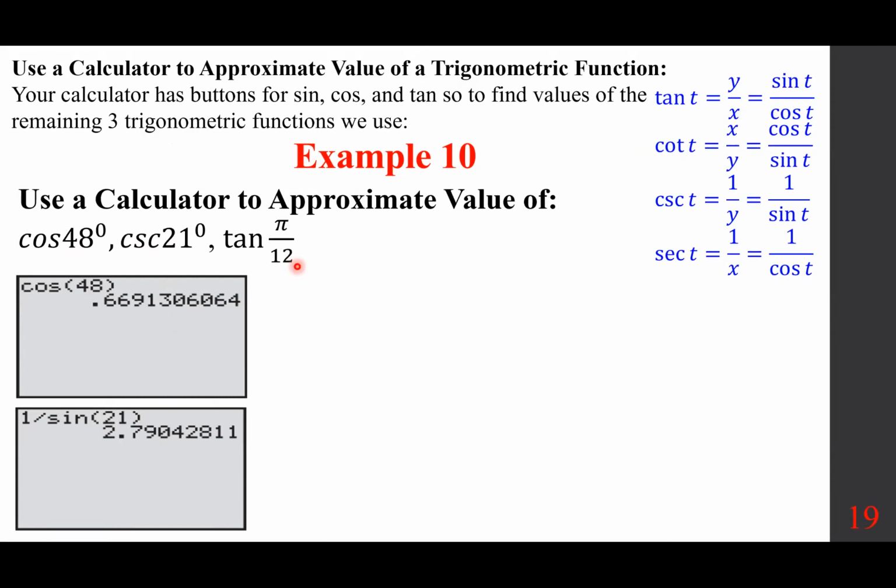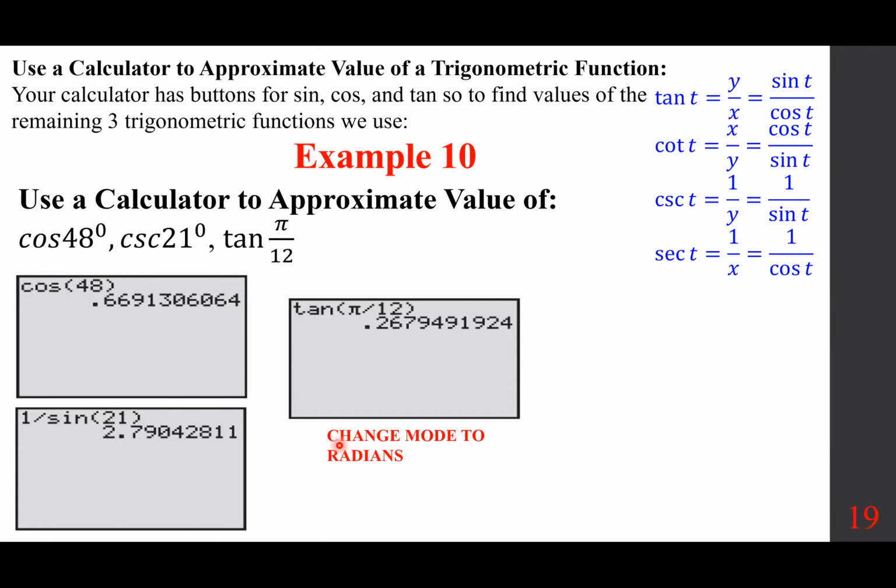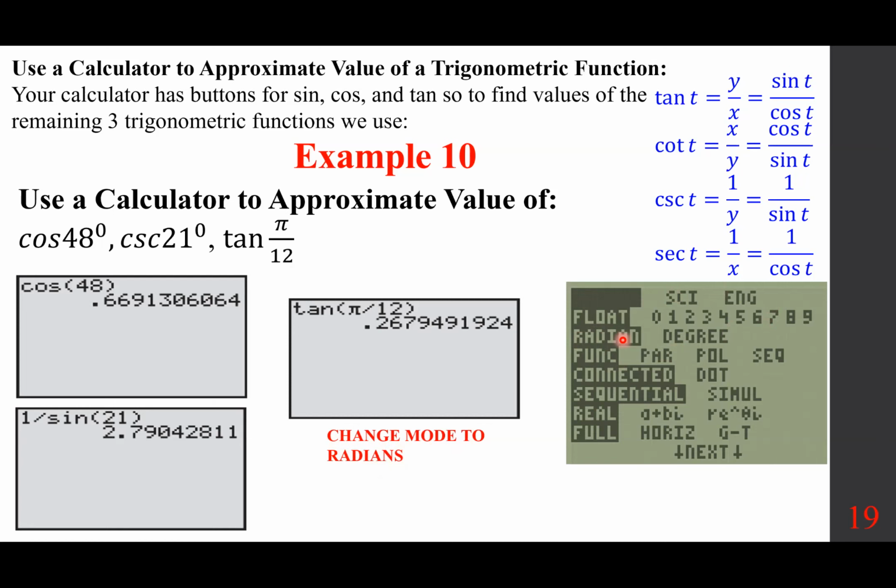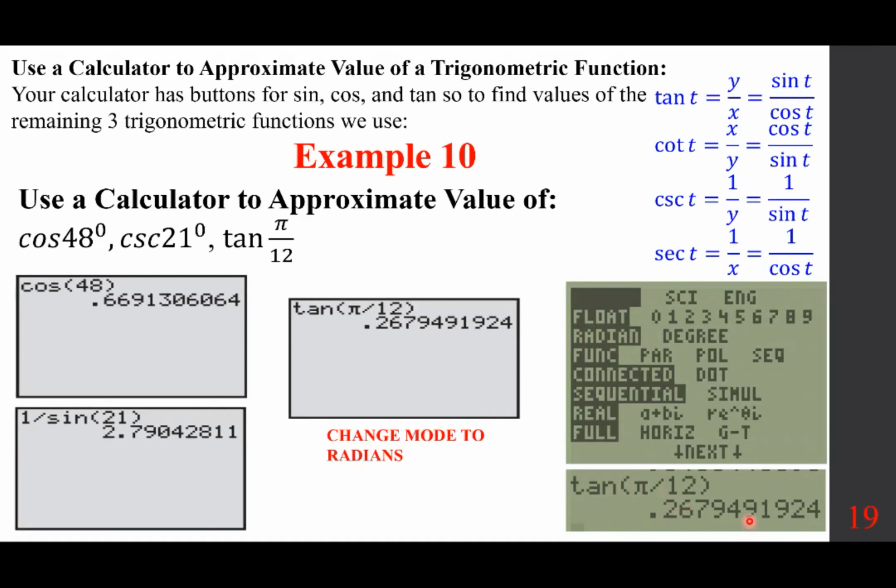Tangent of pi over 12. What you really want to be careful about is that you make sure you change the mode to radians. Graphing calculators will give you a chance. So you go to the mode, and over here, you want to make sure that radian is highlighted. If it's highlighted, then tan of pi over 12 gives you the answer, 0.26794. And then you continue with however many decimals that they ask you. So be very careful when it comes to that.